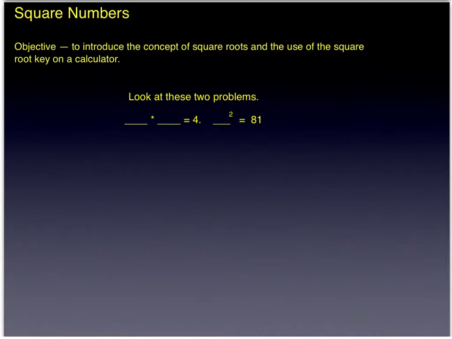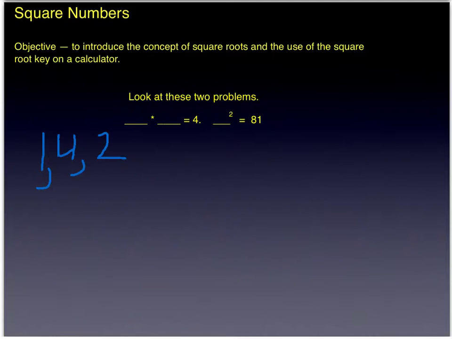Okay. Look at the first one. Blank times blank equals 4. What are our possible choices to fill in those blanks? The first thing we could do is 1 and 4, because 1 times 4 is 4, and 4 times 1 is 4. And we also could do 2, because 2 times 2 is 4.